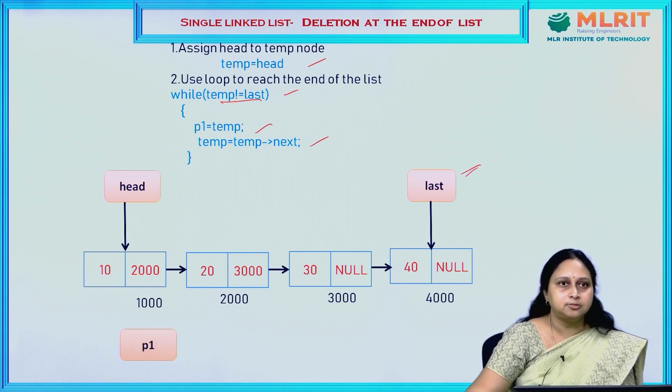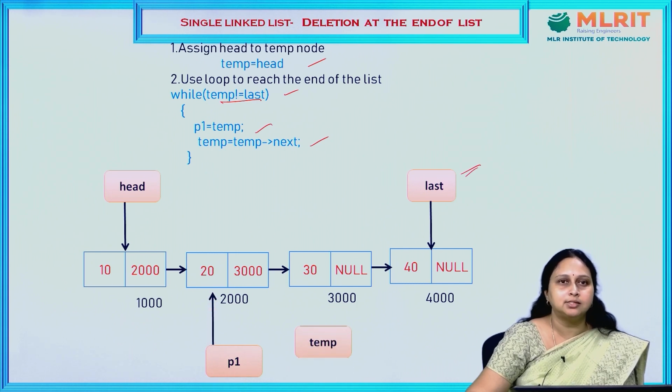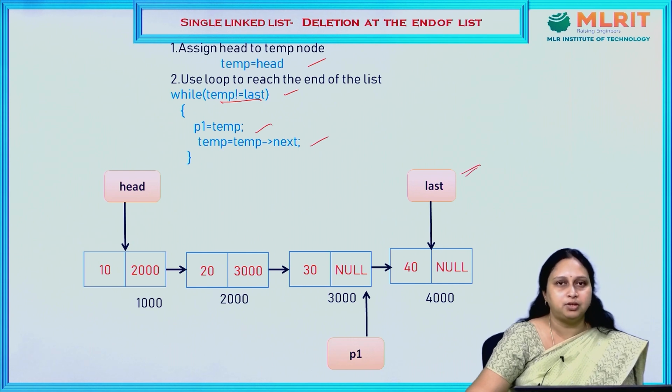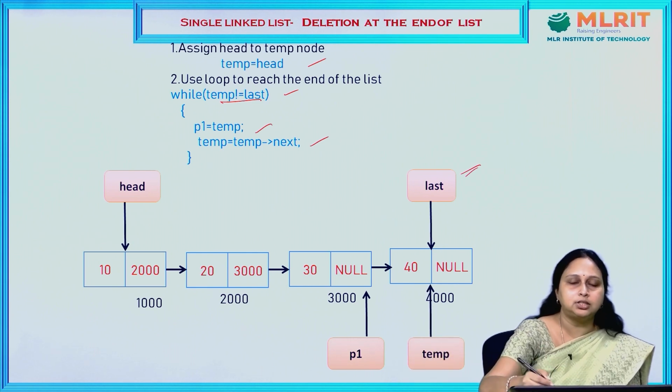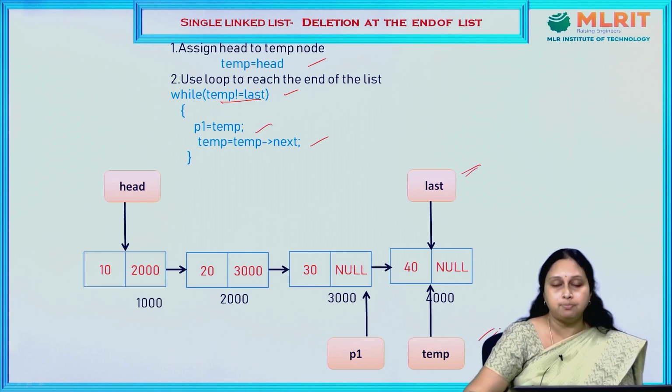After moving it, observe that P1 is pointing to this location. Now my temp is moving to the next location. This is not the last location, so we move P1 to the next location, and at the same time temp moves to the next location. This has to be done until you reach the last location. We are storing the previous address of temp in P1. Now we have reached temp equal to last. Now we need to do some more assignments here.